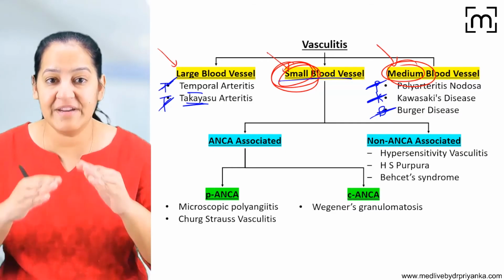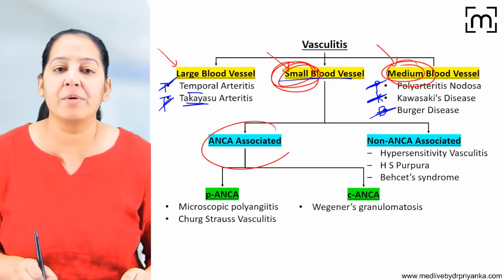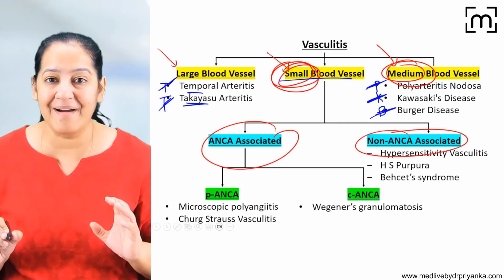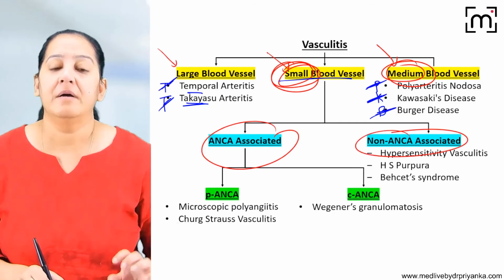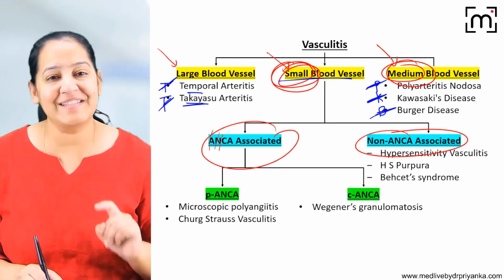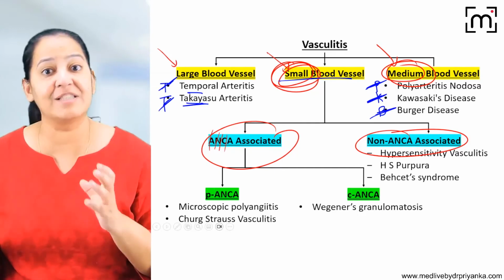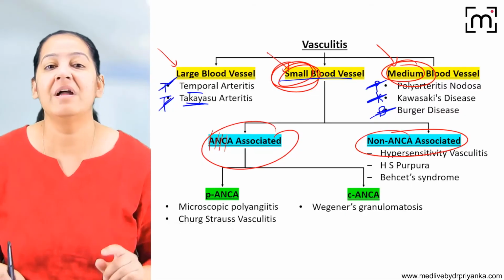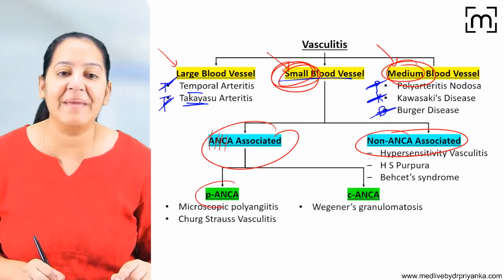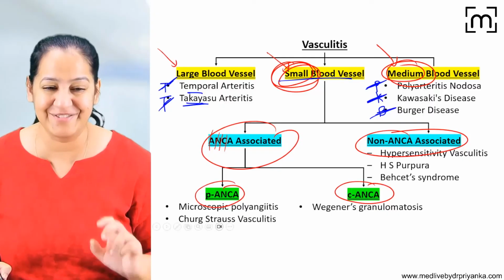And in the small vessel, we divide them in 2 categories: ANCA positive, ANCA negative. What do you mean by ANCA? I will explain. The full form of ANCA is anti-neutrophilic cytoplasmic antibodies. First learn the classification, then I will give you the details of ANCA. So ANCA positive are further of 2 types, P ANCA or C ANCA. I will explain the 2 types of ANCA.